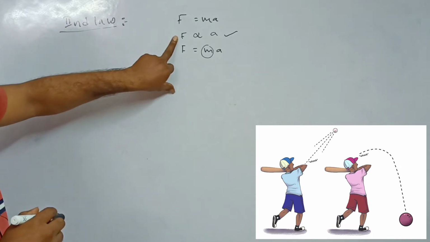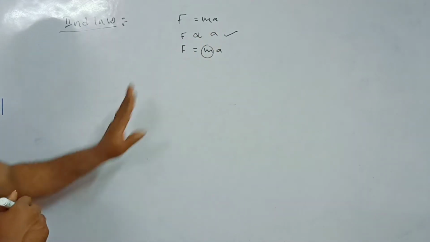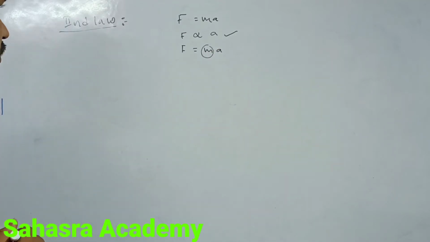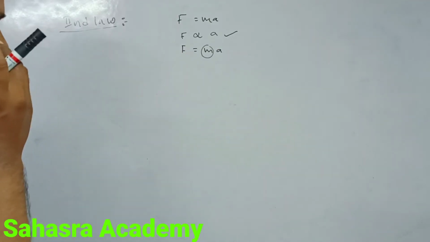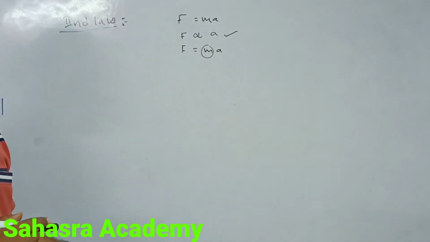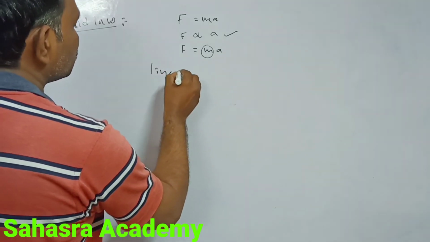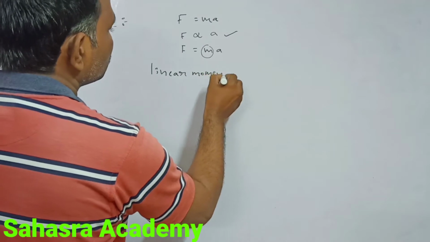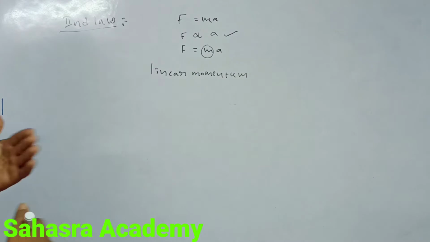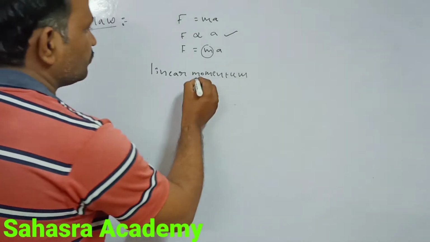The force acting on the object is directly proportional to its acceleration. So from this, F equals ma. Based on Newton's second law, we have to explain another one, that is nothing but linear momentum. Newton's first law is related to inertia and Newton's second law is related to momentum.